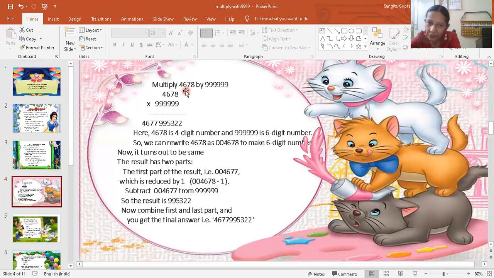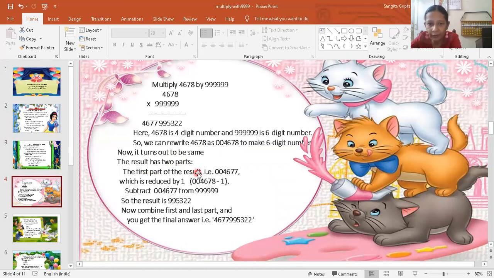Now you see, you have to count the number of digits here. How many digits? 1, 2, 3, 4. 4 digits are here. Now you have to count the number of 9s. How many 9s? 1, 2, 3, 4, 5, 6. So this is basically a 6-digit number. So you have to convert a 4-digit number, 4, 6, 7, 8 into a 6-digit number. How can you do that without changing the value? You can just put 00 before the number. It will become a 6-digit number and the value will also not change.